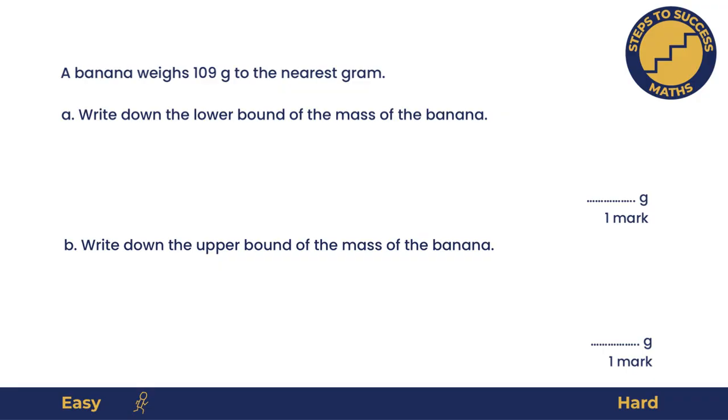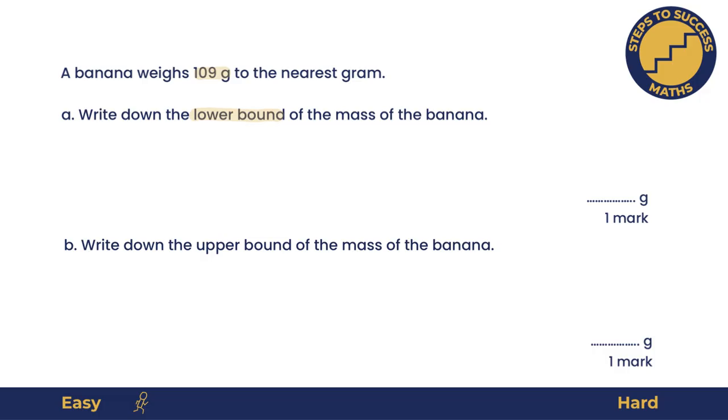A banana weighs 109 grams to the nearest gram. Write down the lower bound of the mass. So you've got to think of bounds like you think of rounding. You have weighed a banana and you now have to round your answer to the nearest gram. So what could you have got that rounded up to 109? Because we want the lower bound, we want the lowest number we could have rounded.